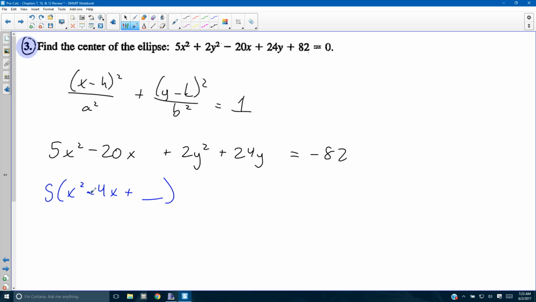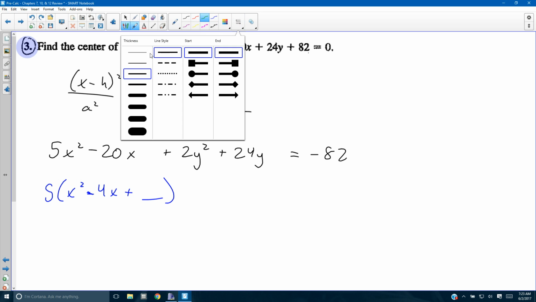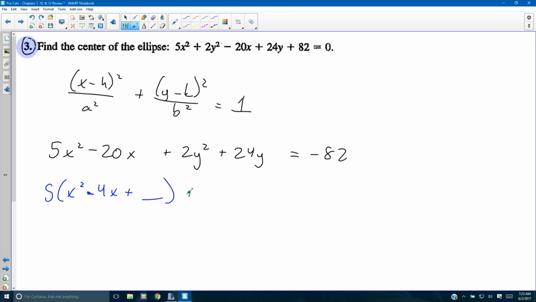And then over here, for the y values, I'm also going to complete that square. So I'm going to factor out the 2, giving me a positive 1y squared. y squared plus 12y plus an unknown there. We'll figure that one out. And this all equals negative 82. And whatever we add on this side, we add to this side as well.